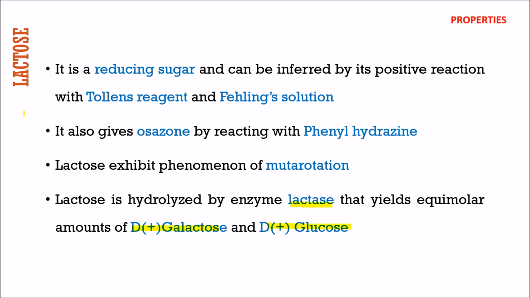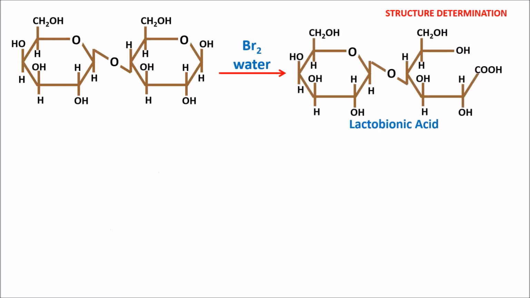It is a reducing sugar and can be inferred by positive reaction with Tollens reagent and Fehling solution. It also gives osazone formation by reacting with phenylhydrazine. Lactose exhibits the phenomenon of mutarotation also. Lactose is hydrolyzed by an enzyme lactase that yields equimolar amounts of D-galactose and D-glucose. Now let us see the structure determination of lactose.